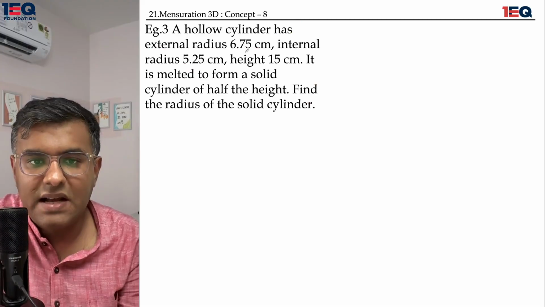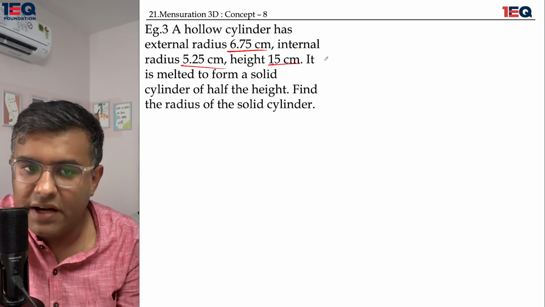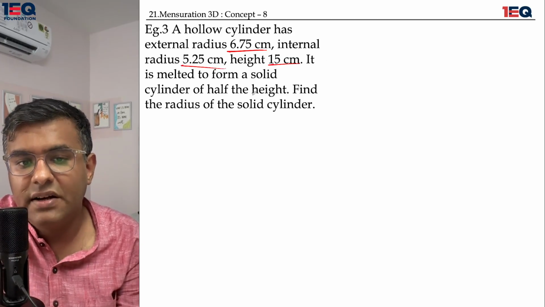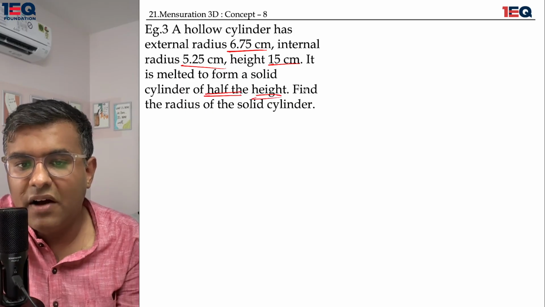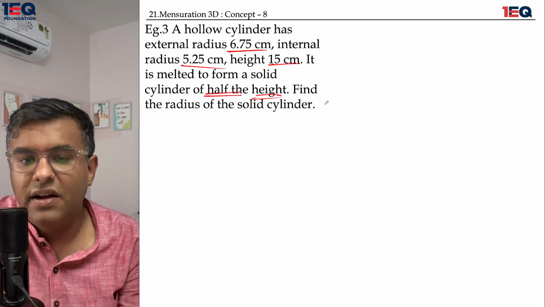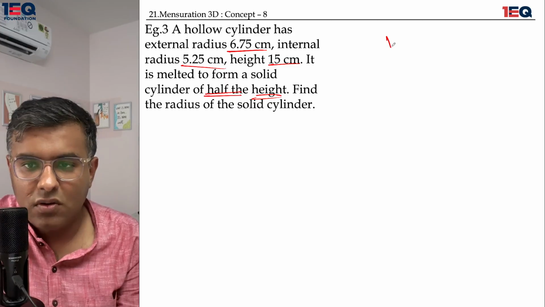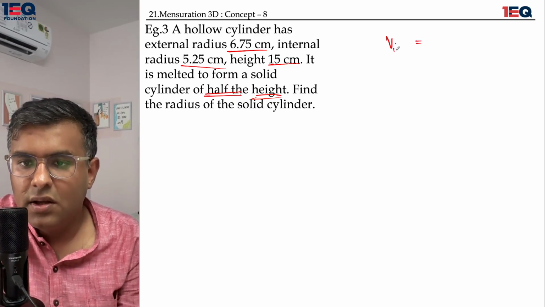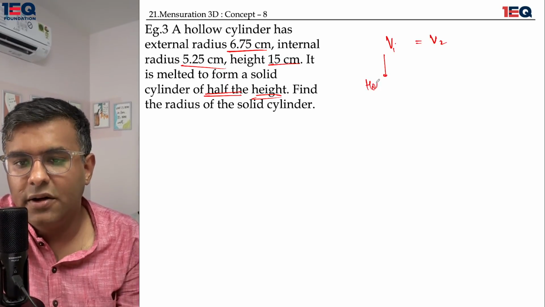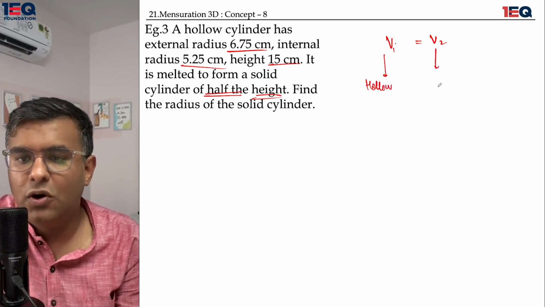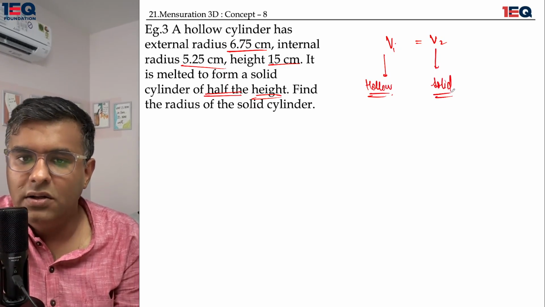A hollow cylinder has an external radius of 6.75 centimeters. Internal radius is 5.25. We have the height. It is melted to form a solid cylinder of half the height. Okay, the melted cylinder of half the height is supposed to come in. So find the radius of the solid cylinder. So here the volume 1 is going to be volume 2. As simple as that. We are considering the first one to be a hollow cylinder, and the second one to be a solid cylinder.